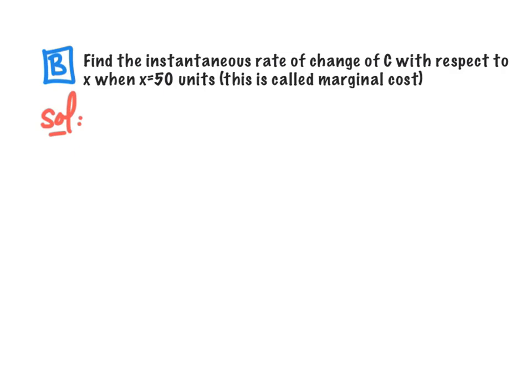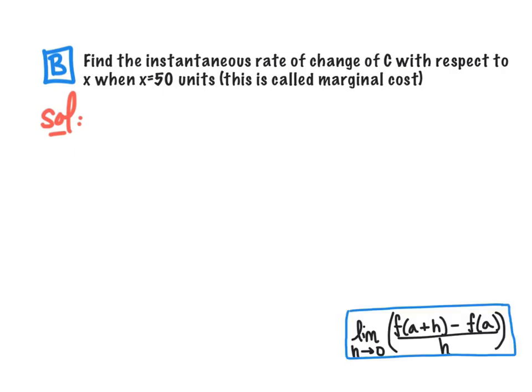So what if we change the question a little bit and asked for the instantaneous rate of change of cost with respect to x, which is the number of units, exactly when there are 50 units being produced? And this is actually called the marginal cost. So let me get the equation for instantaneous rate of change. That's down in the corner here, and again our f is not really an f, it's our cost equation, and our a is 50 units.